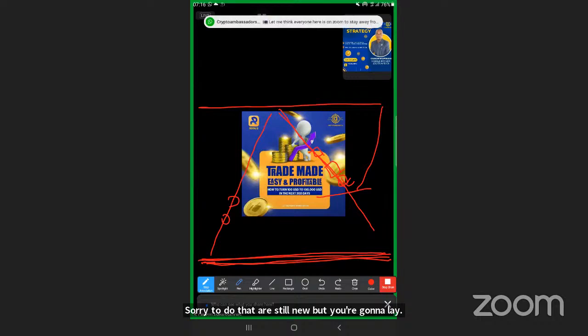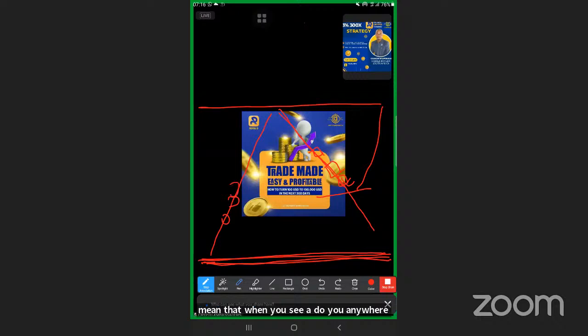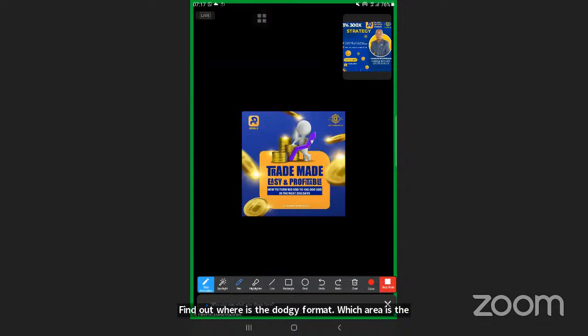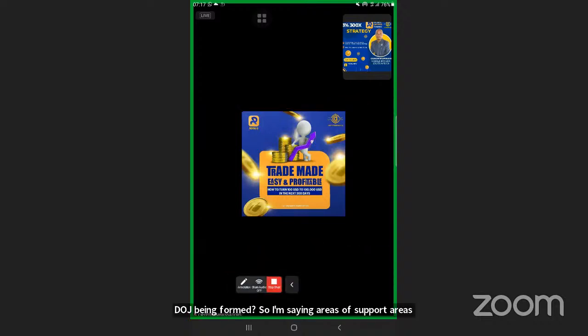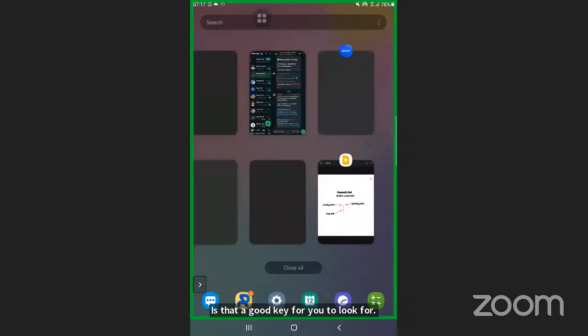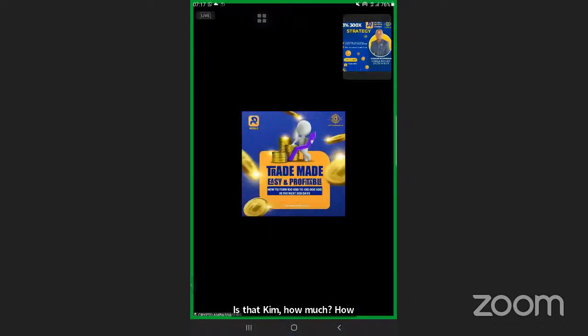So it does not mean that when you see a doji anywhere, the market is going to reverse. No. Find out where the doji is forming. Which area is the doji being formed? So I'm saying areas of support, areas of resistance levels. Is that a good key for you to look for a doji? Is that okay, Muhammad?